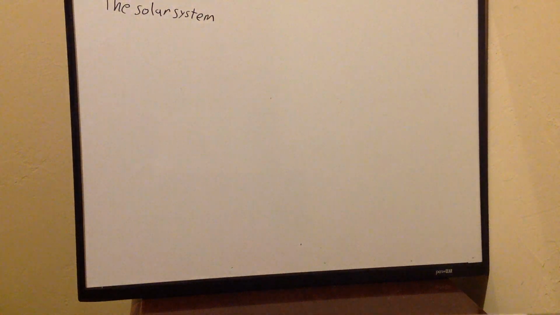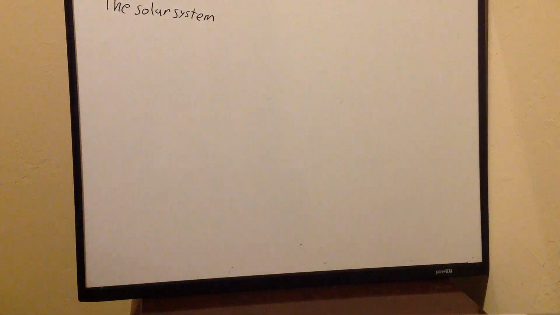So, now I'm going to talk about the solar system, its origins, what's in it, that sort of thing. So, first off, how did the solar system form? Well, it would have been something like this.